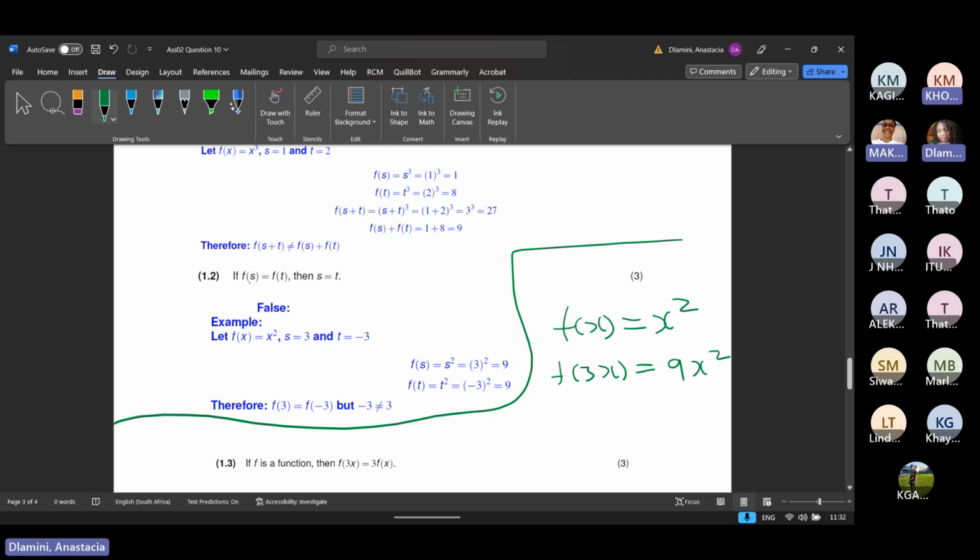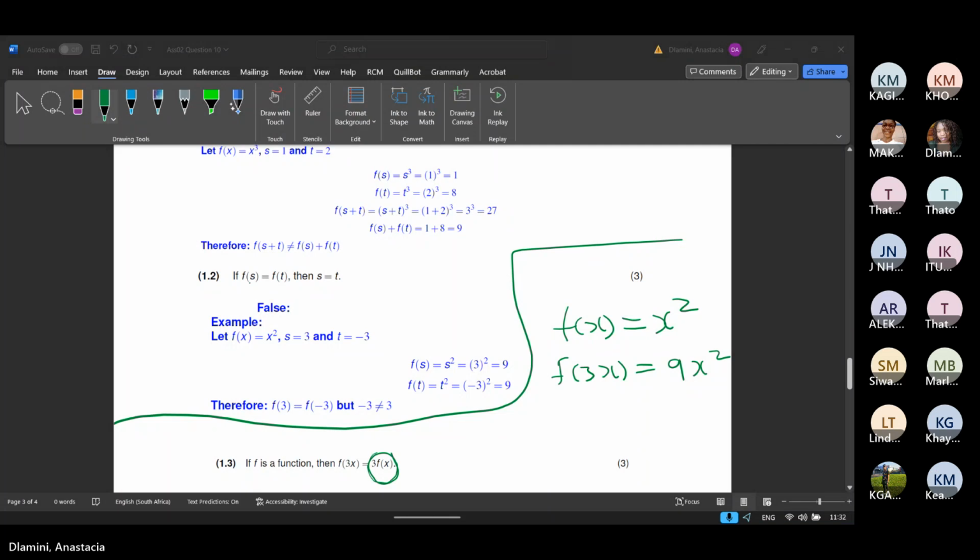And then the other side, ma'am, I had a problem. I didn't know exactly what to do. I was a bit confused. Read what does it say? I know you know. 3 times f of x, or 3f(x). Remember, don't confuse yourself. It means 3 times what? f of x. What is your f of x? x squared. There you go.